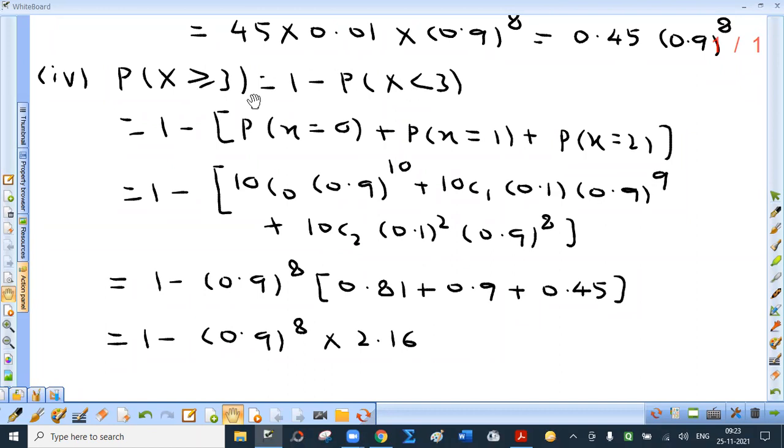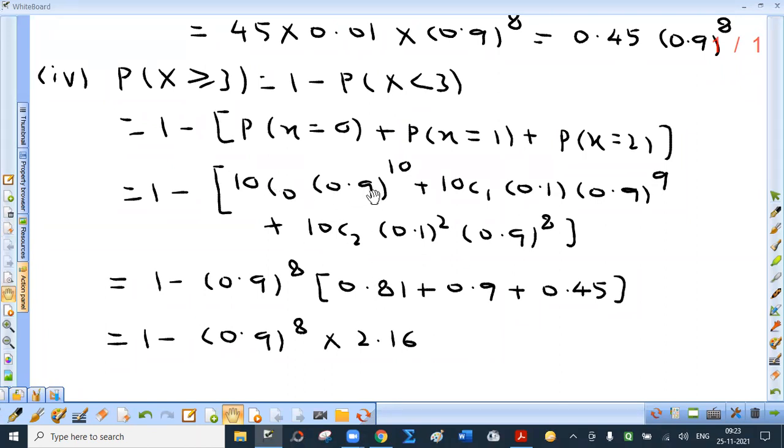Probability of an event is 1 minus probability of complement. But what is x less than 3? It is P of x equal to 0 plus P of x equal to 1 plus P of x equal to 2. Substitute. I have taken 0.9 raised to 8 common. See, I have done this part orally.